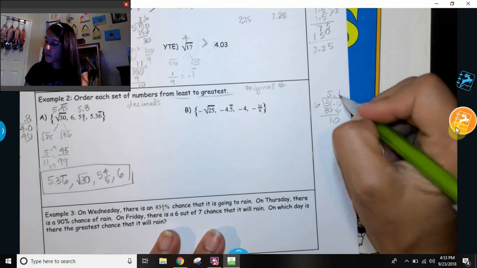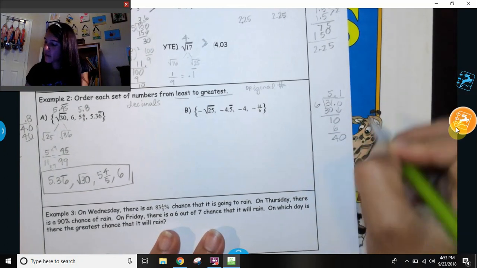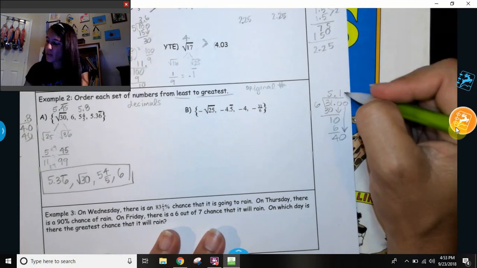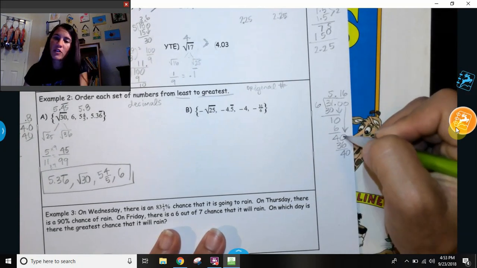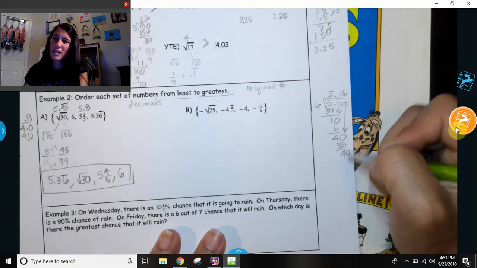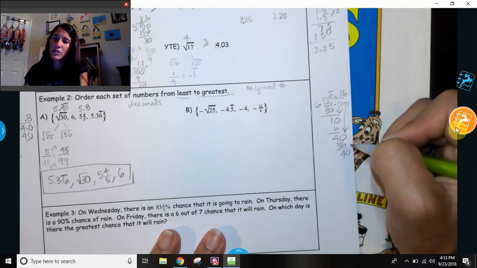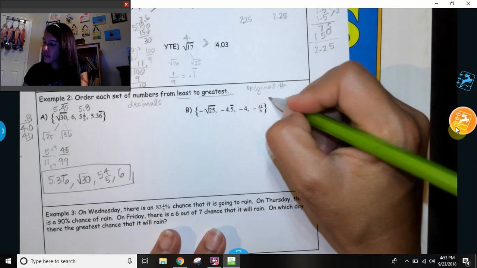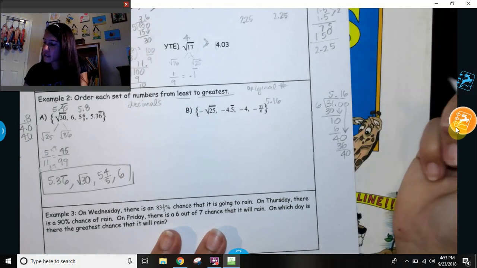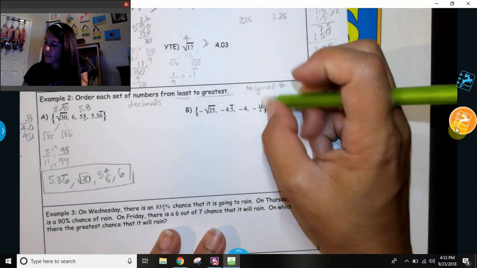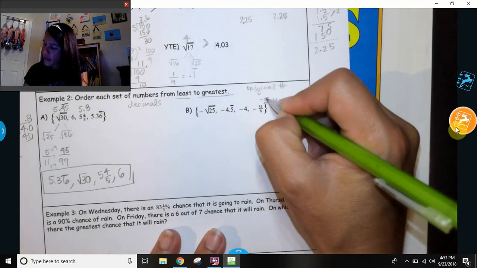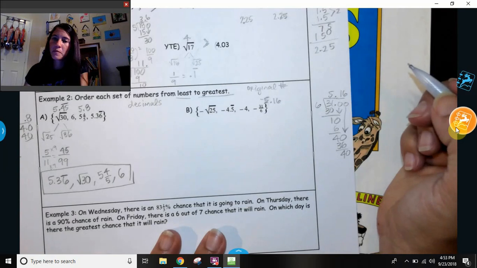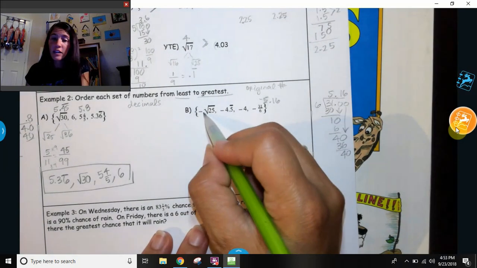6 will go into 10 one time. 6 will go into 40 6 times. And then I'm going to keep having 36, 40, 36, 40. 36, and then I'm going to do 6 again. But that gives us a good estimate, 5.16. Negative 5.16. And then I have the negative root of 25.